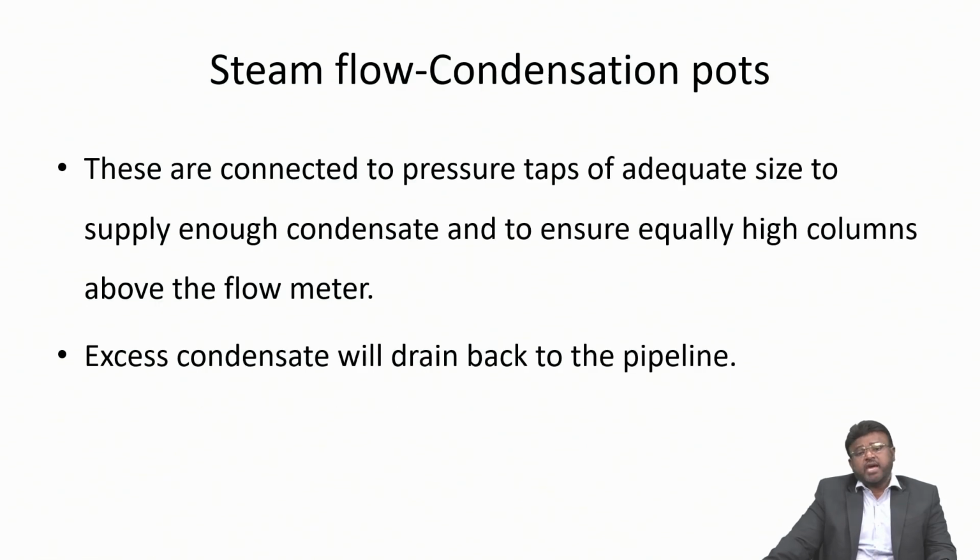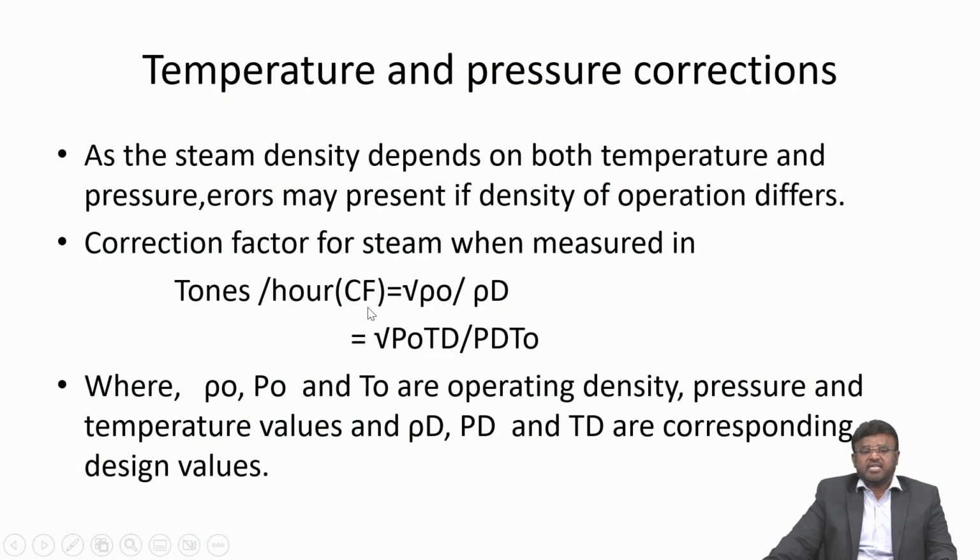Coming to steam flows, we have condensation pots. These are connected to the pressure taps. Earlier we saw water taps on the pipeline. Here we use condensation pots, because when the steam is cooled down, it is converted into water, so we need a pot to collect it. These are connected to the pressure taps and are of adequate size to supply enough condensate and to ensure high columns above the flow meter. So these are the design aspects.